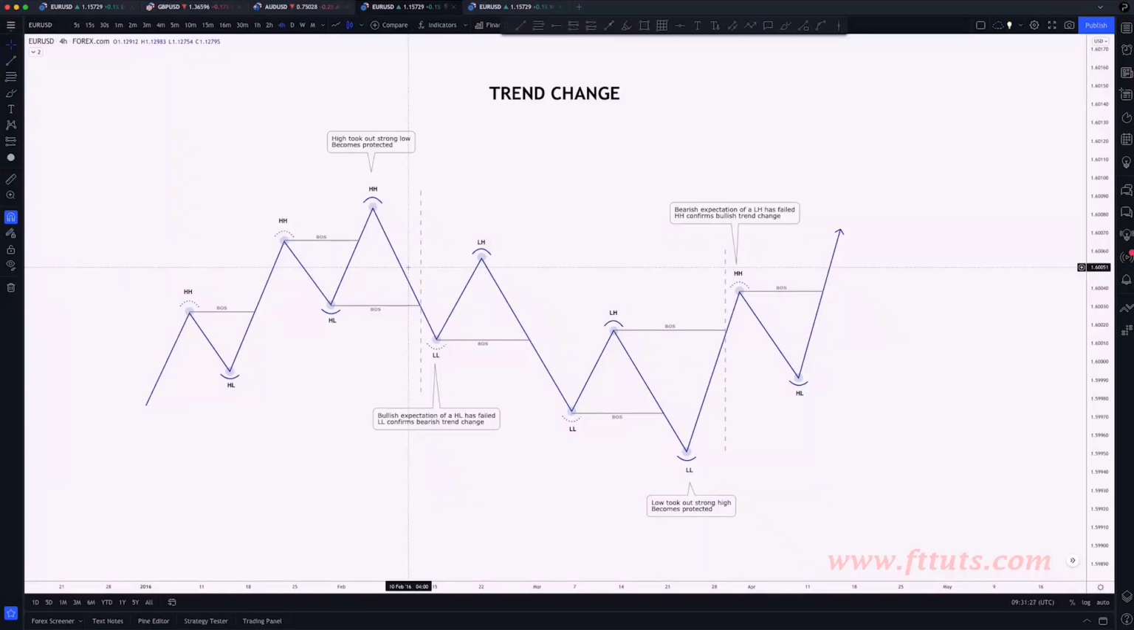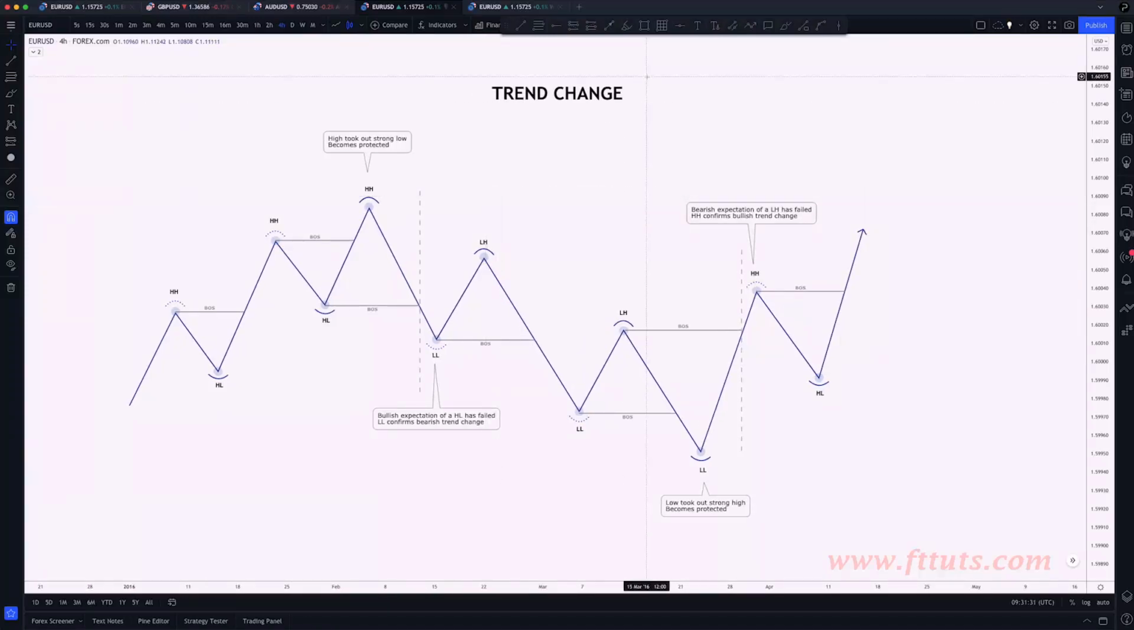So, trend changes. Obviously, bullish market doesn't last forever. Bearish market doesn't last forever. Well, especially in Forex, maybe if you trade crypto or the stocks, it's just bullish forever. But anyway, so we have a bullish market. Price is making higher highs and higher lows. Now, at this point here, this low in theory is a strong low because it did what? It took out that high and it made a higher high. So it did its job.